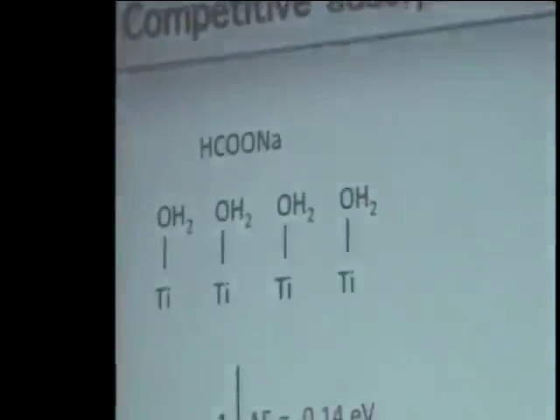So the first thing that we need to realize is we are doing this, as opposed to most of the previous studies, in the liquid phase, in the presence of water. So the surface will be covered by water. Reduced or not, we expect to have adsorbed water on the catalyst.